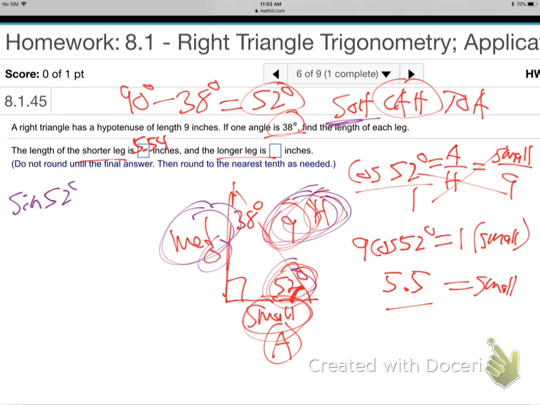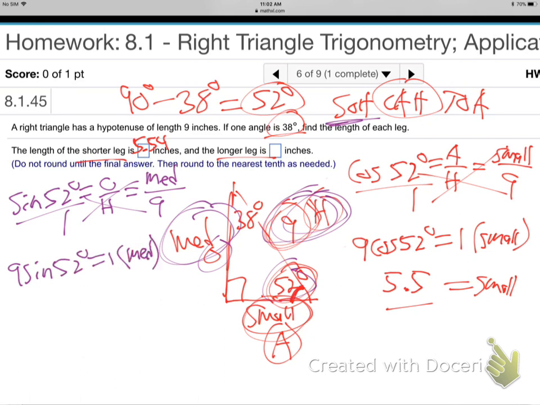So sine 52 is opposite over hypotenuse, which is medium side over the hypotenuse, which is 9. Put it over 1. 9 sine 52 is 1 times the medium. So the medium is 9 sine 52. I'm getting 7.1 for the medium side, which is the longer leg. And we're done. Make sense on that? Again, you could have done this whole thing with a 38-degree angle. That would have worked fine as well.